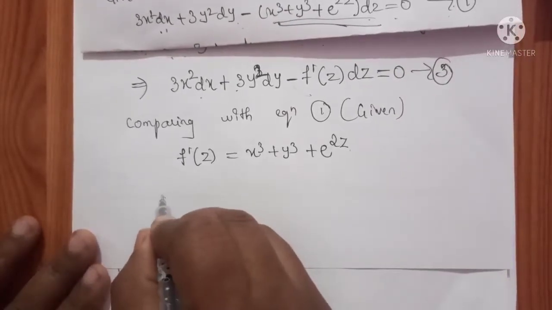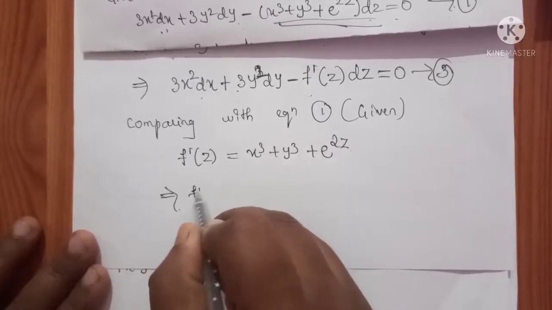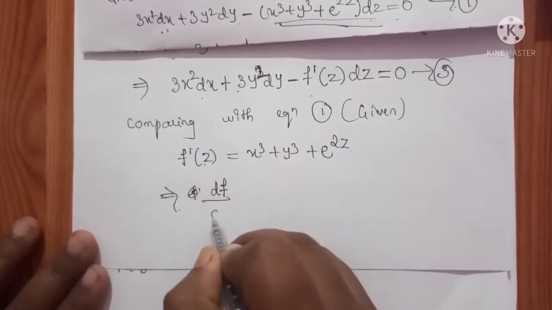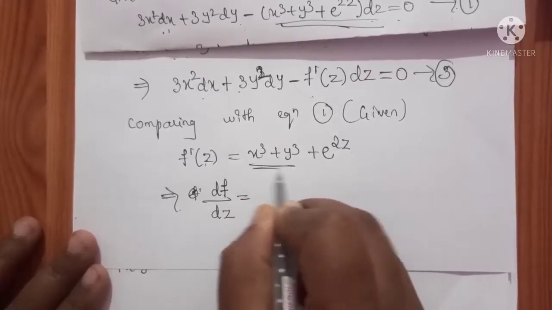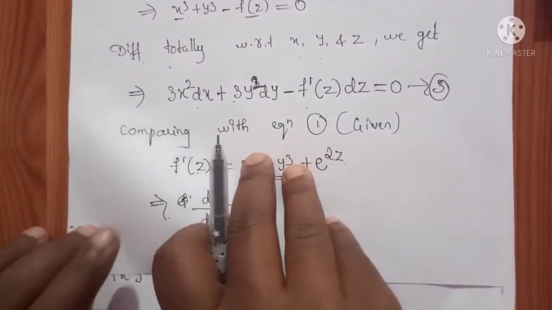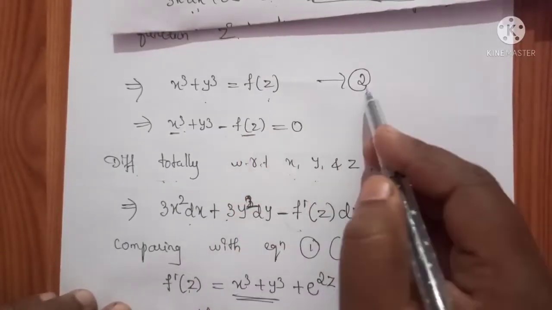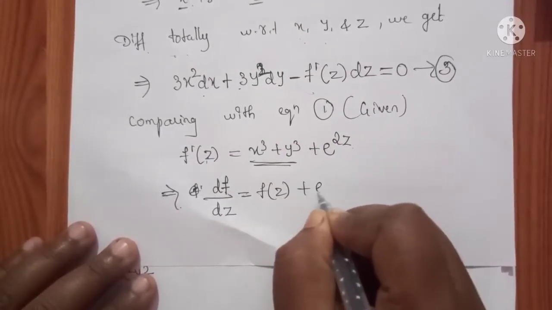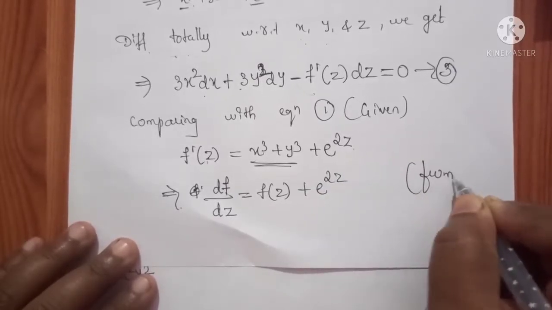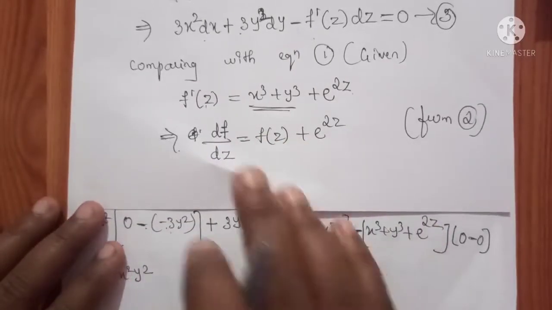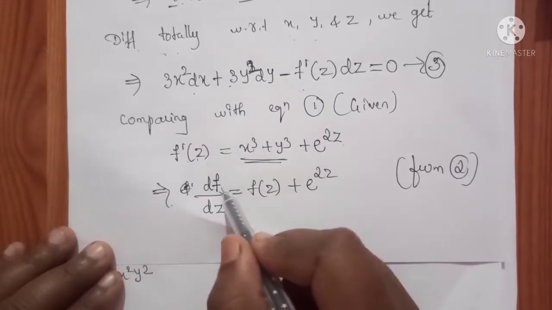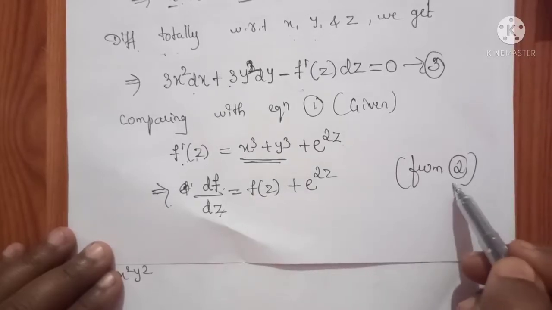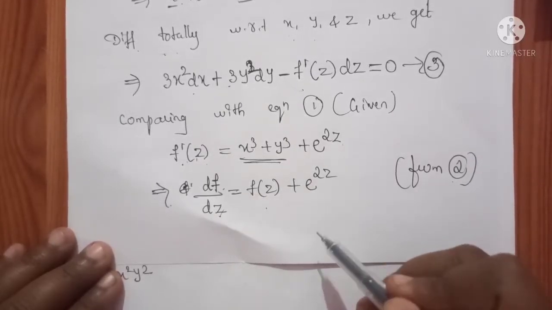So this can be further written as f dash of z, that is, differentiation of f with respect to z, and x cube plus y cube. You can observe that this x cube plus y cube is nothing but a function of z. So from equation 2 we can write x cube plus y cube as f of z, and e raised to 2z as it is. Observe all the steps carefully. So f dash of z is written as df divided by dz, and x cube plus y cube from equation 2 we can replace by f of z.